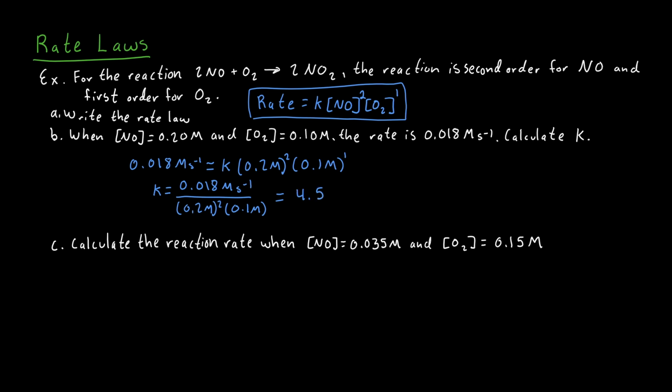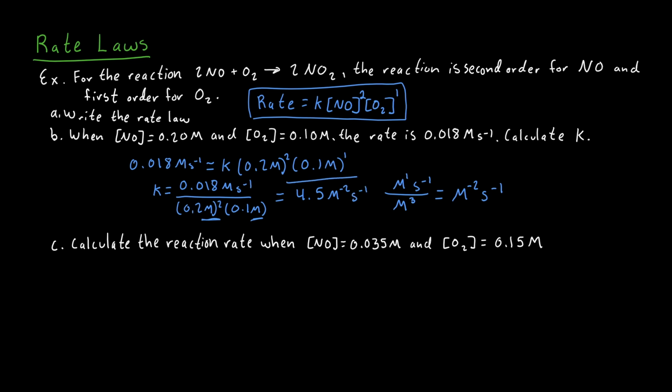And when we're using rate laws, our units are important. So on the top, we have molar, and then seconds to the negative first. And then on the bottom, we have 2 molars from the NO and 1 molar from the O2. So that's molarity cubed. And we can simplify these units. 1 minus 3 is negative 2. So molarity to the negative second, seconds to the negative first. And that will give us our units.